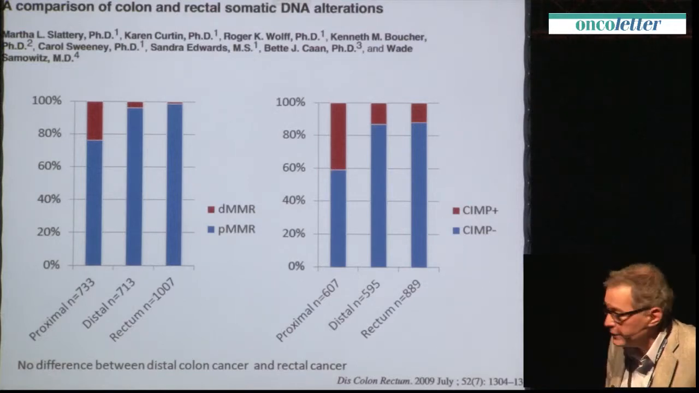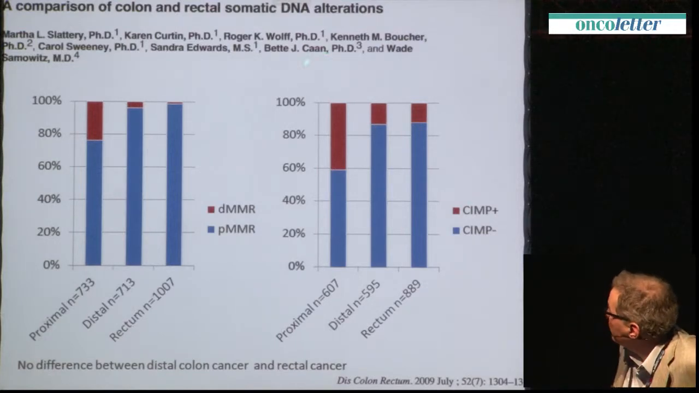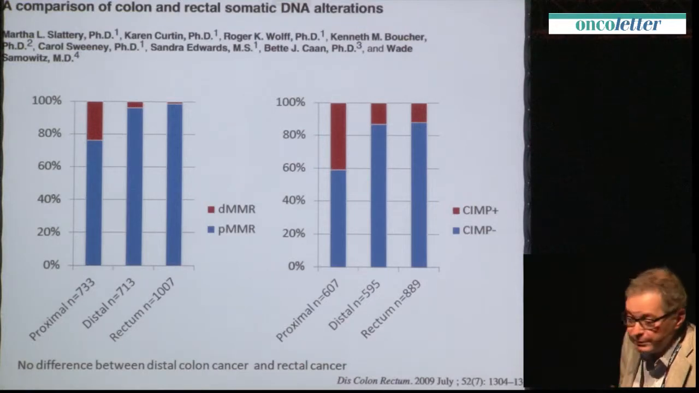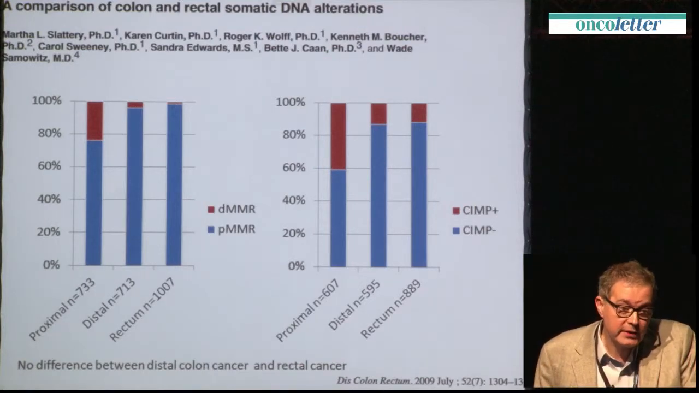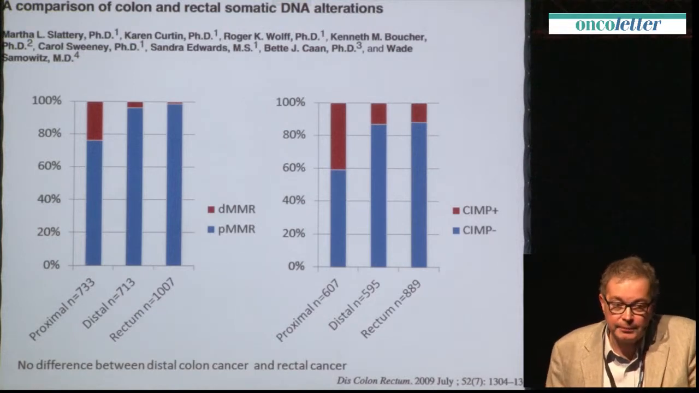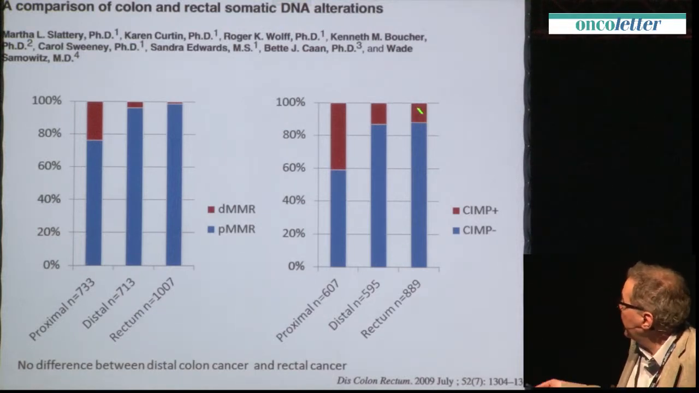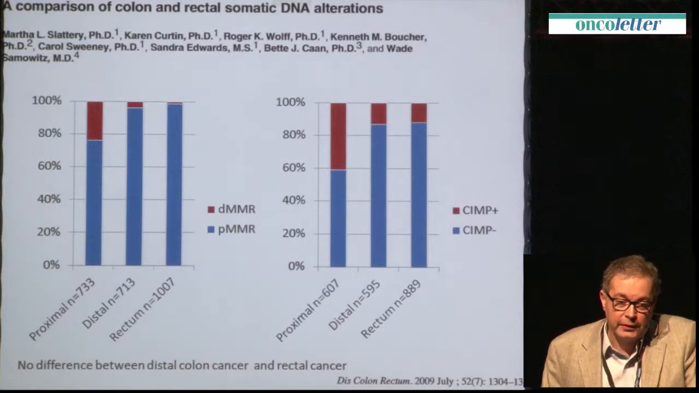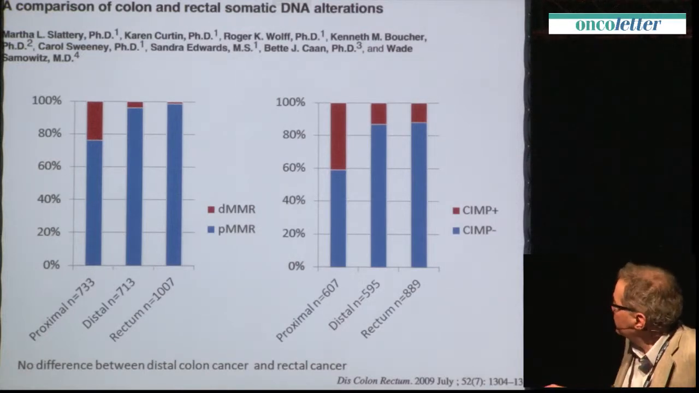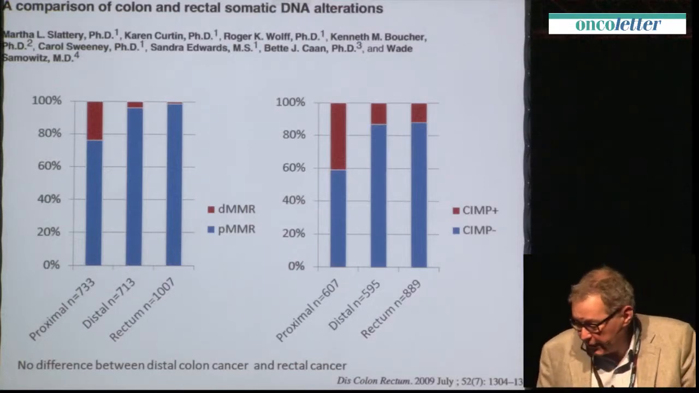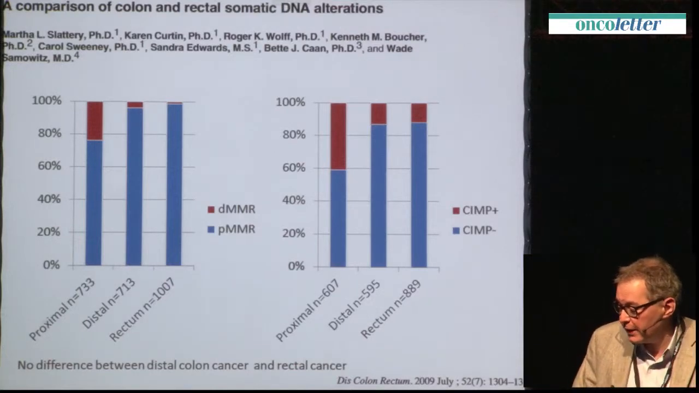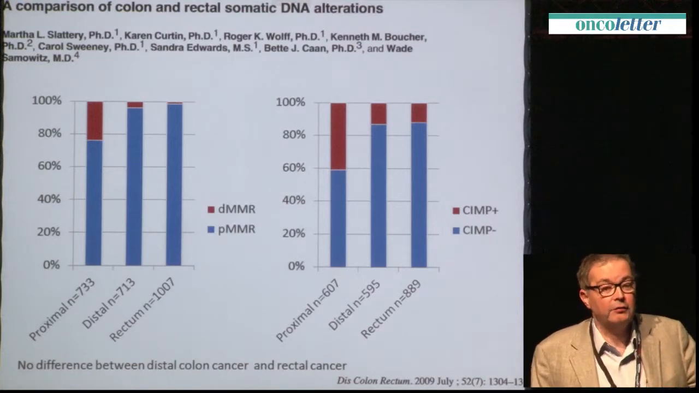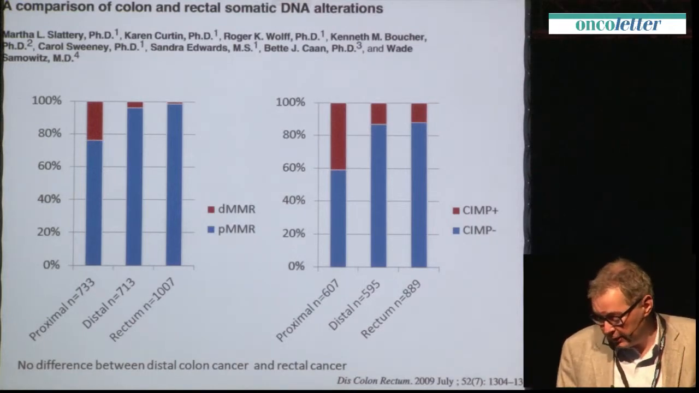Now, if we consider the CIMP phenotype, you have approximately 40% of the proximal colon cancers with this hypermethylation phenotype, and approximately 10% of the distal colon tumors with a CIMP phenotype, and approximately the same percentage for rectal cancer. So there is no difference between distal and rectal cancer in terms of prevalence of MSI or CIMP phenotype.